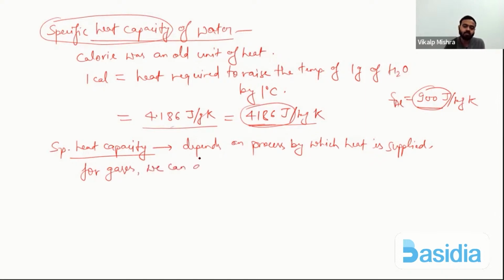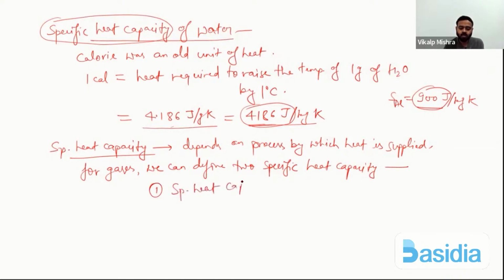we can define two specific heat capacities. The first one is specific heat capacity at constant volume, and the second one is specific heat capacity at constant pressure.